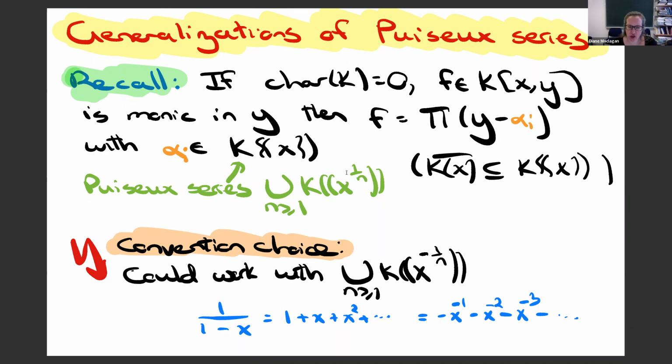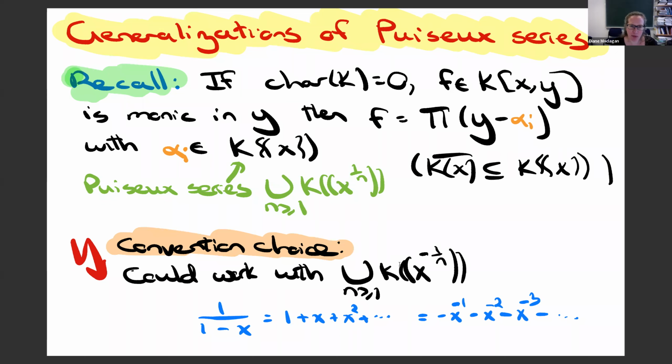I will make the observation, though you could ignore this, but it's slightly relevant in a few slides, that there is a convention choice, and we never really think about this. There's a convention choice to work with series that go upwards. When we talk about Laurent series, you say it's bounded below, but we go upwards. But we could work with the opposite thing, bounded above and going negative. So we could work with Laurent series in x to the negative 1 over n, take the union of those for all n. This is also an algebraically closed field that contains the algebraic closure of rational functions.